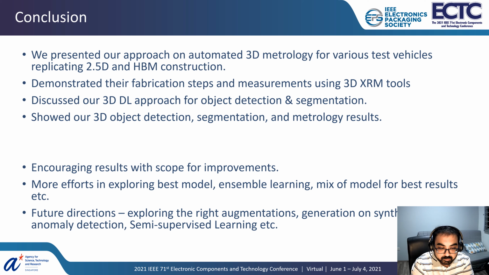There needs to be a bit more effort put in future for exploring the best model. Perhaps rather than using NN unit for everything or VNet for everything or anisotropic CNN for everything, I think the best results would be a mix and match of what works best for a particular structure for a particular component. So in future direction, we want to look at exploring the right augmentations, because the augmentations we have currently, we can see that they don't work really well. We can perhaps also look at generating some synthetic data set to improve the results further. We can look at anomaly detection and semi-supervised learning as our future directions.